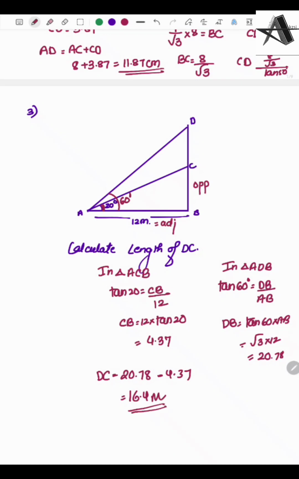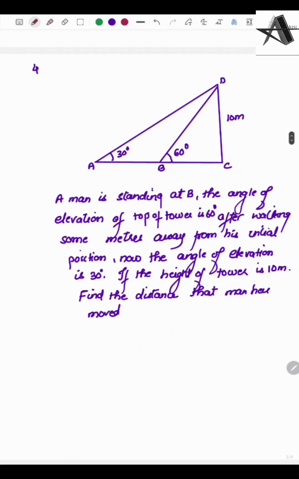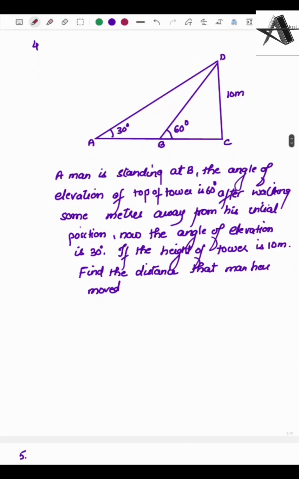Moving on to the next question. Question 4 says a man is standing at B. That means the man is standing here at B. The angle of elevation of the top of the tower is 60 degrees. See, angle of elevation, that means if you're looking at something up there, that is your angle of elevation. If you are looking at something down below, that is your angle of depression. Because the man is looking at the top of this tower, definitely we will mention the angle of elevation, which is 60 degrees.